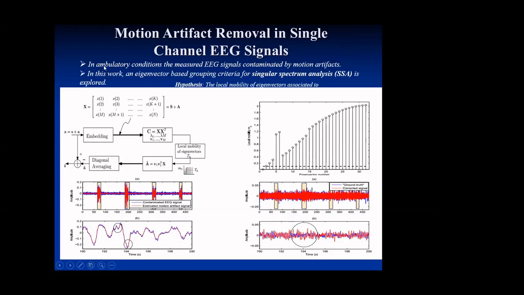Using those signals, as I have told, the first step is conversion of this single channel signal into a multivariate signal matrix. This matrix consists of S, which is the EEG signal, and A, which is the artifact, the motion artifact. This process is called embedding. Then we will find the covariance matrix. Then we will use the local mobility criteria. This is the novelty of our work. Here we have used the local mobility of the eigenvalues of this covariance matrix.